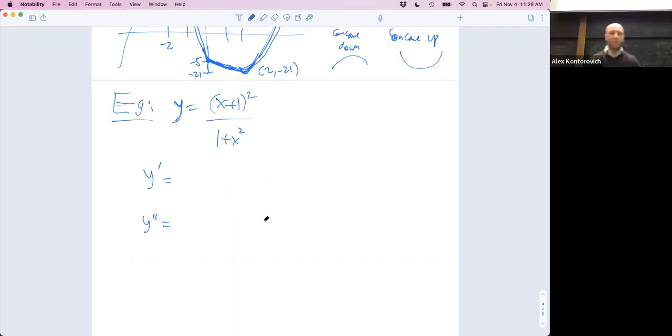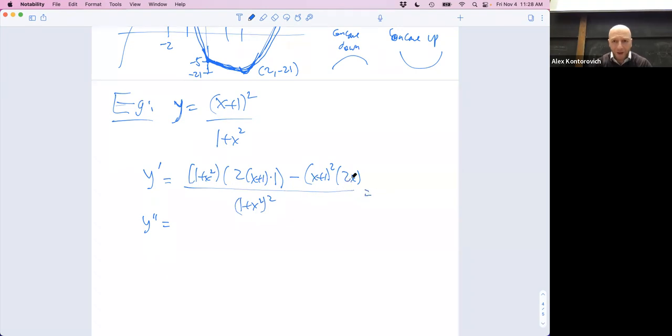Quotient rule. Let's do quotient rule. I think that's easier in this. Okay, so bottom times the derivative of the top. Derivative of the top is 2 times x plus 1, and there's no chain rule, minus the top, x plus 1 squared, times the derivative of the bottom, all over bottom squared. Oh God, what do we have here? I have an x plus 1 in both factors. So I'm going to pull that x plus 1 out.